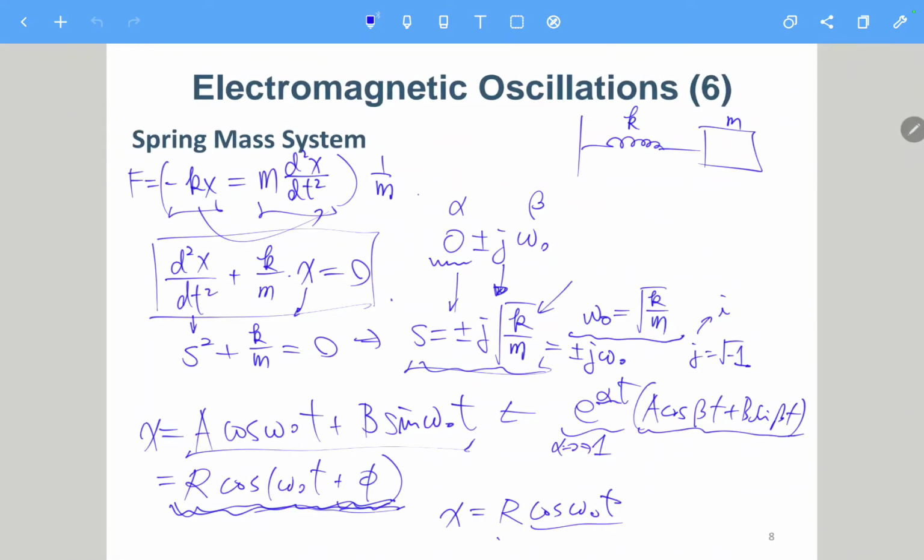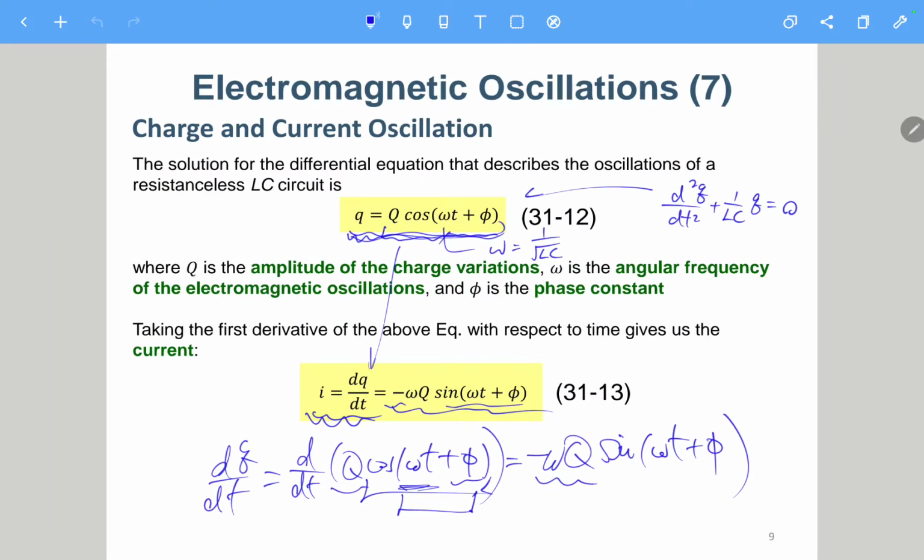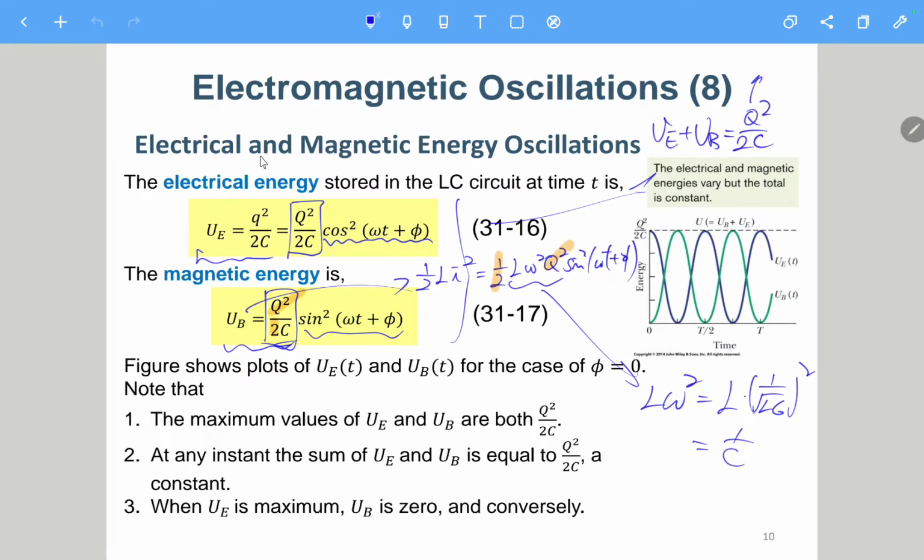And finally, after solving the expression of q and plugging it back to here, you really find that UE plus UB is constant, and the constant is capital Q squared over 2C. Okay, so the maximum values of UE and UB are both Q squared over 2C. At any instant the sum of UE and UB is equal to Q squared over 2C, a constant. So when UE is maximum, UB is 0, and conversely. Because this is a square, each should be between 0 and Q squared over 2C.